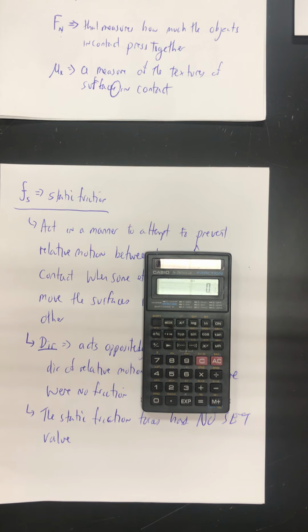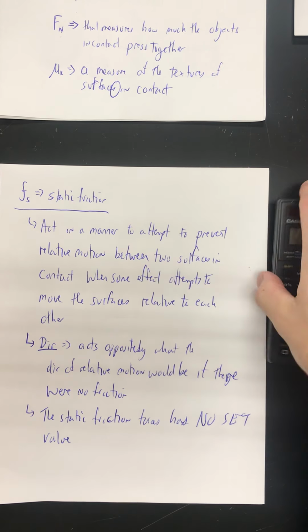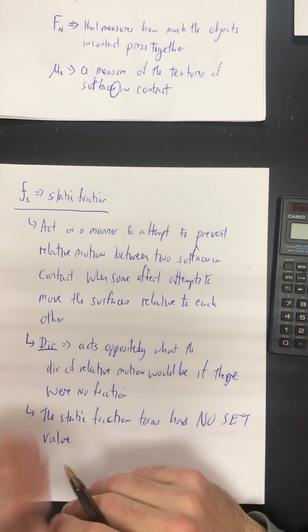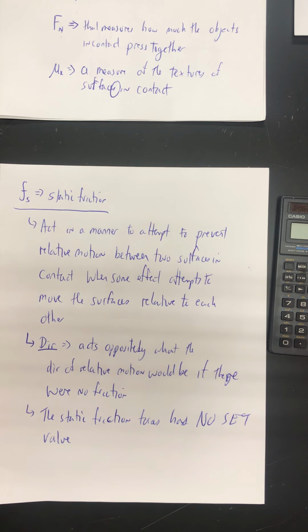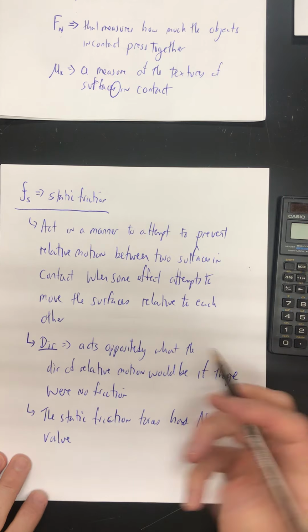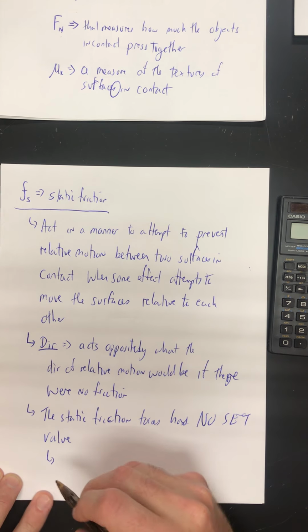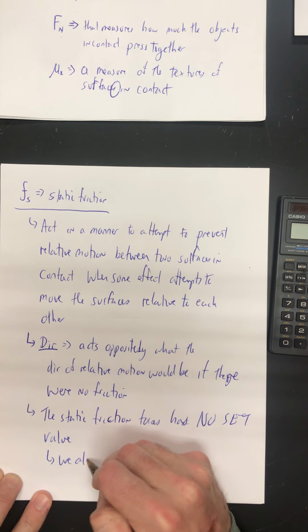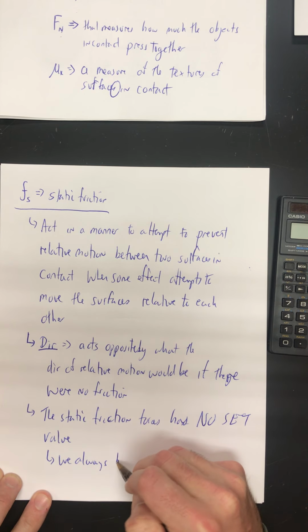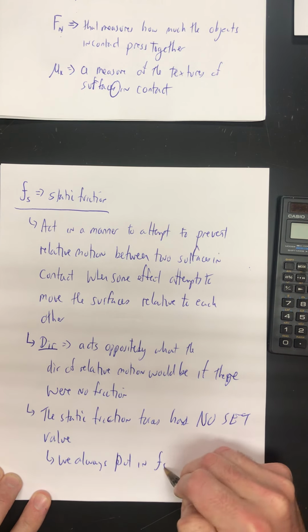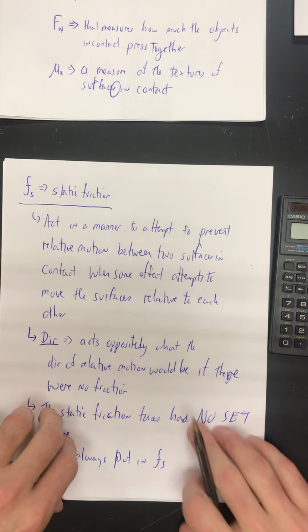So there exists a maximum possible value to static friction, but there is no equation for the actual value of static friction itself. Okay? So that is super, super, super important. Because of this, when we put it on a free body diagram, we always put in Fs. And I'll explain what I mean by that.